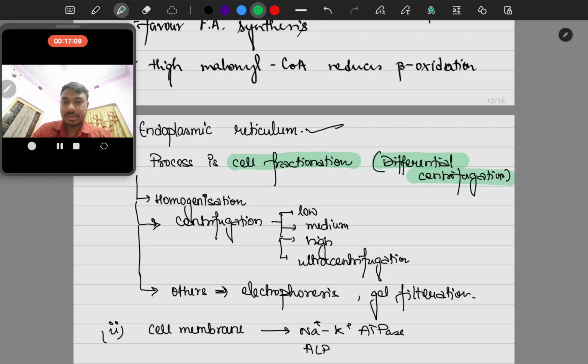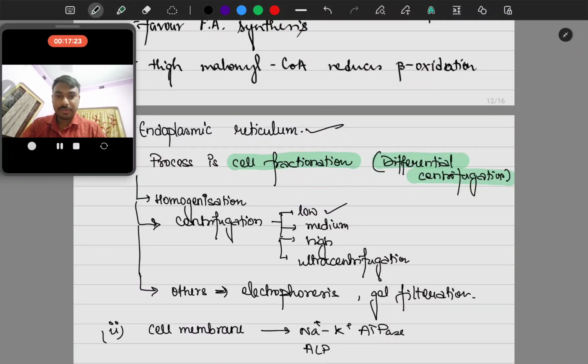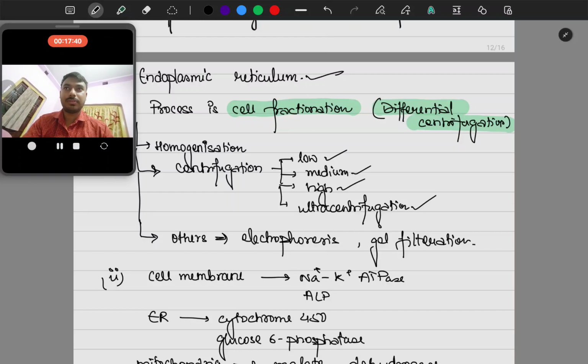Okay. After that, the next process is centrifugation. The centrifugation can be done in four levels: low grade centrifugation, medium grade centrifugation, high grade centrifugation, and finally ultracentrifugation. These are the main processes by which the cell organelles are separated. Other processes used for differentiating the cell organelles are electrophoresis or gel filtration.